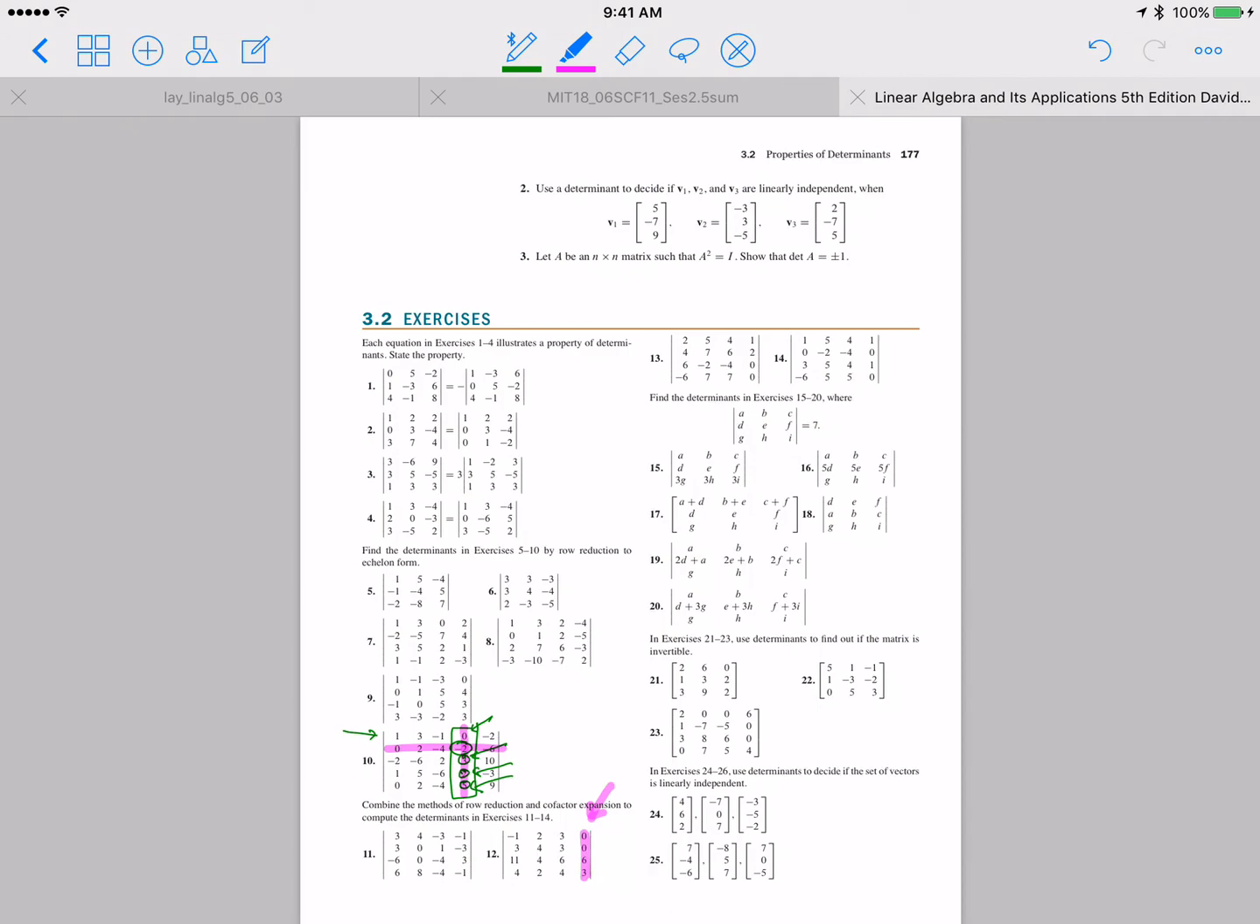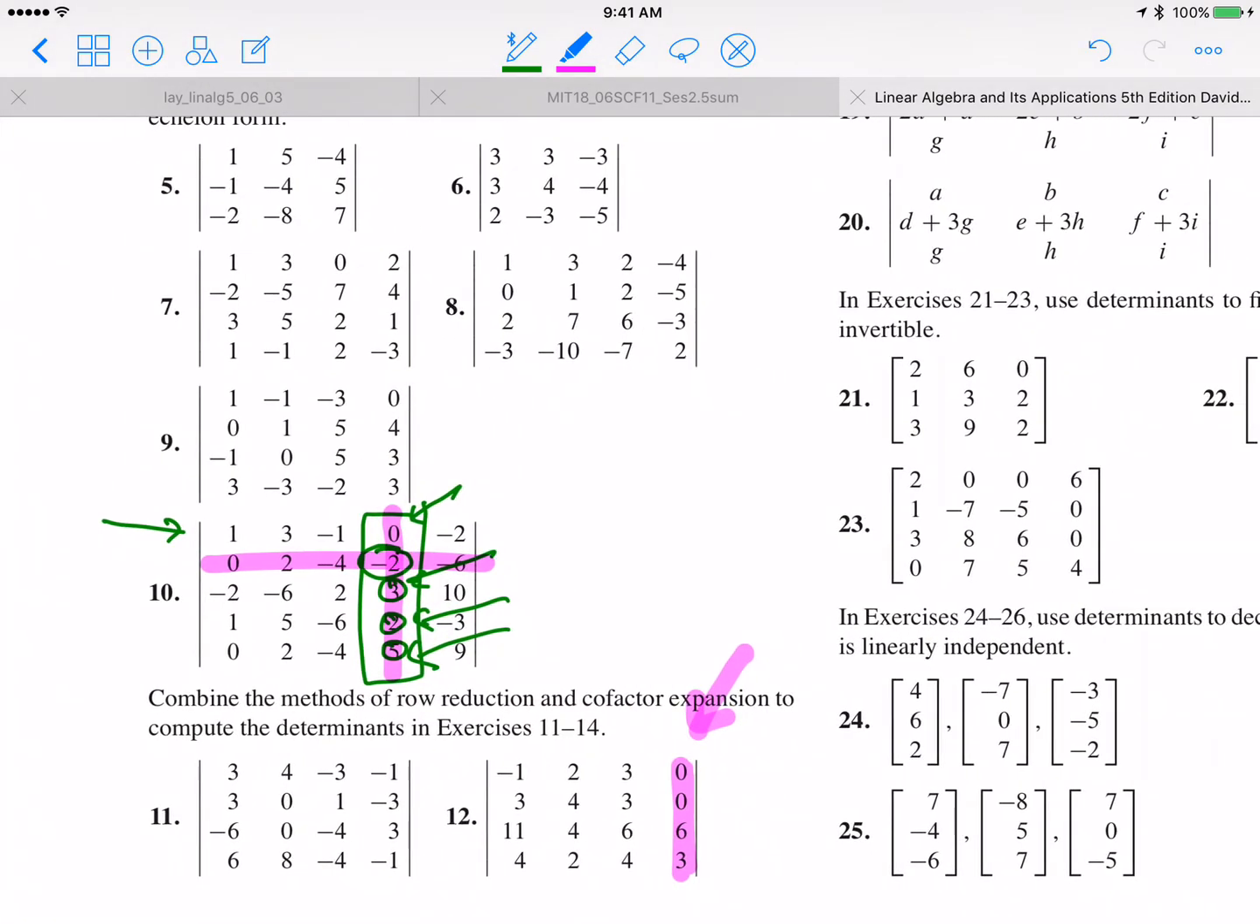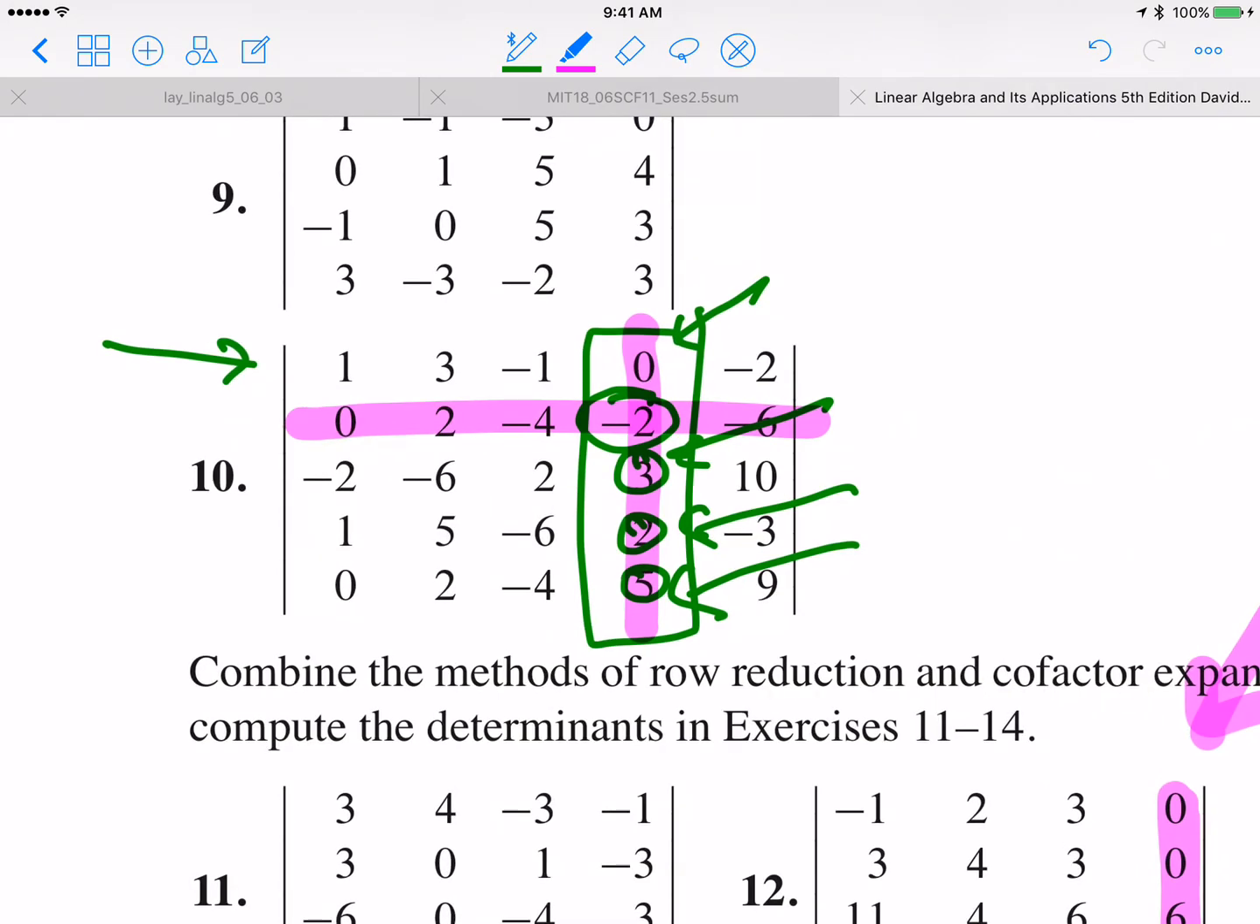Which method is used the most? The cofactor formula. You should use the cofactor formula. So yeah, among maybe two or three different formulas for the determinant, practically you will oftentimes use the cofactor formula.